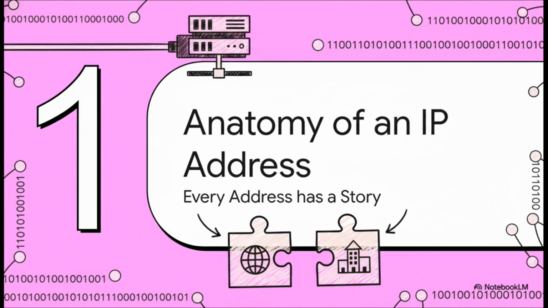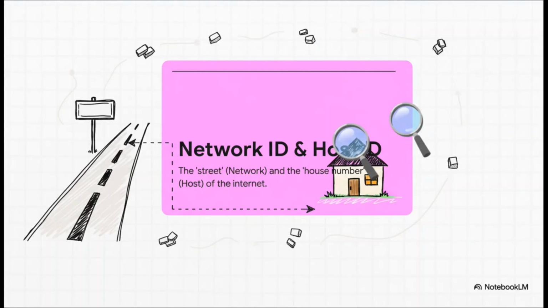So, let's break down what an IP address actually is, because it's not just some random string of numbers, not at all. Every single address tells a story, and that story is split into two really important parts that give it all its meaning. The concept behind it is actually super simple. You've got the network ID. Think of that as the street you live on. And then you've got the host ID, and that's your specific house number. Put them together and bam, you have a unique address that can be found anywhere in the world.